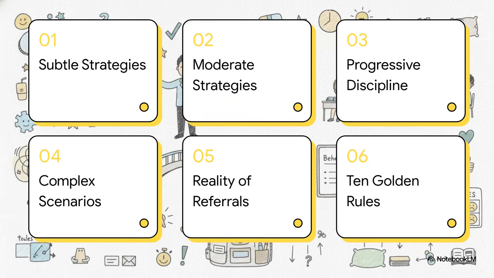Over the course of this explainer, we're going to navigate a complete ladder of intervention. We'll start with subtle yet powerful strategies, move on to moderately aggressive disciplinary steps, and then explore the progressive discipline model. After that, we'll navigate complex discipline scenarios, confront the reality of referrals, and finally wrap up with 10 essential rules to remember. By the time we finish, I promise you this, we are going to be clear in our rules, consistent in our actions, and compassionate in our hearts.